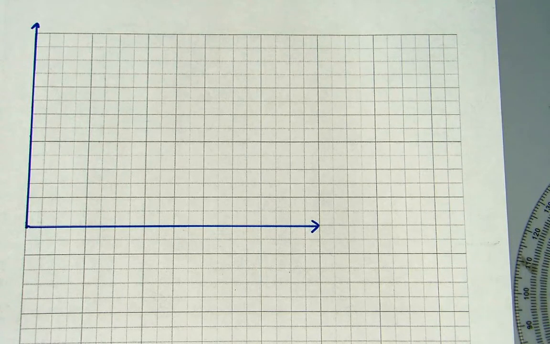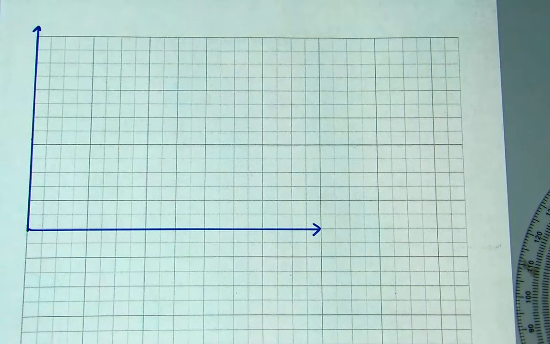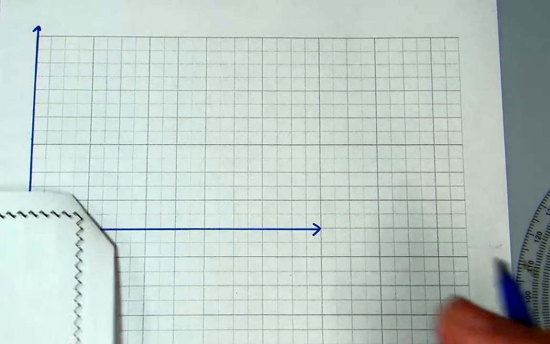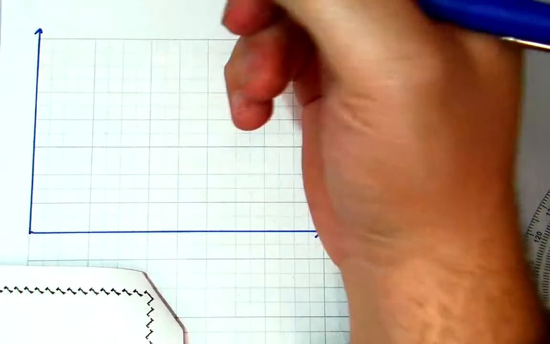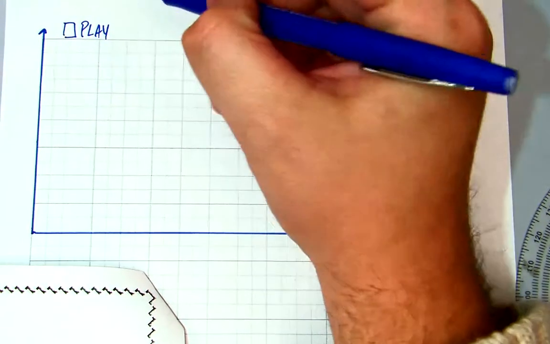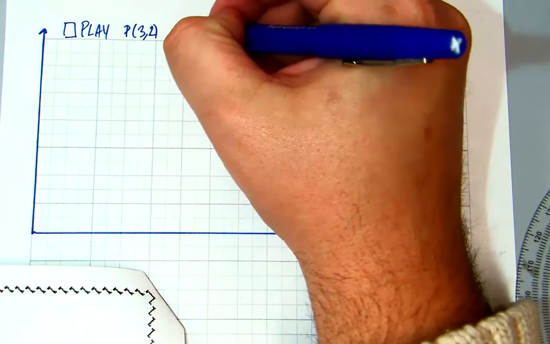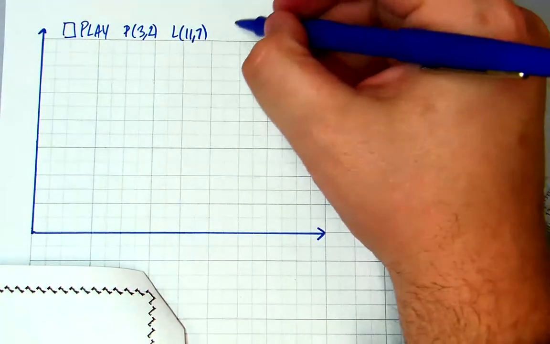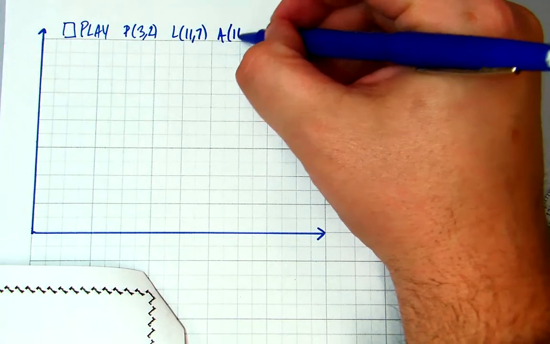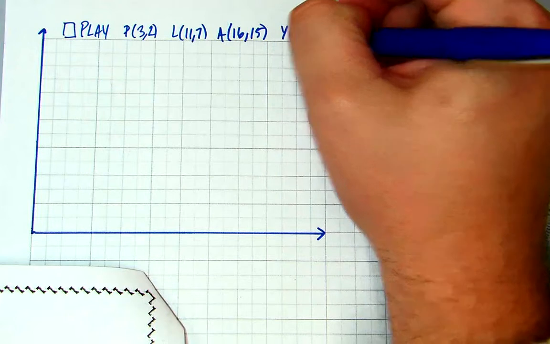Good afternoon, and we are going to examine how to graph a quadrilateral and algebraically find all the values that we need in order to classify this quadrilateral. First off, I'm going to give you 4 points. This is the quadrilateral PLAY, where P is at point 3, 2, L is at 11, 7, A is at 16, 15, and Y is at 8, 10.